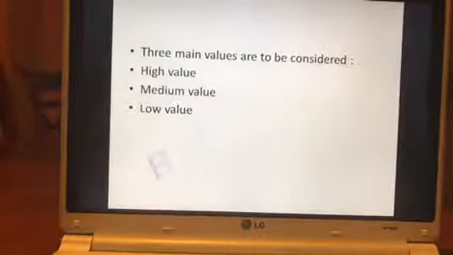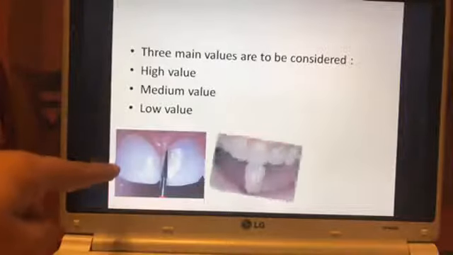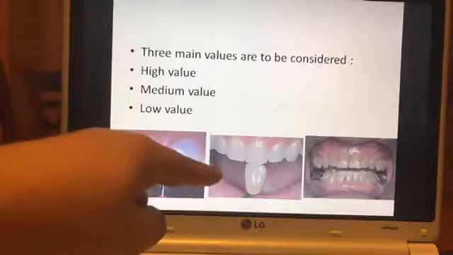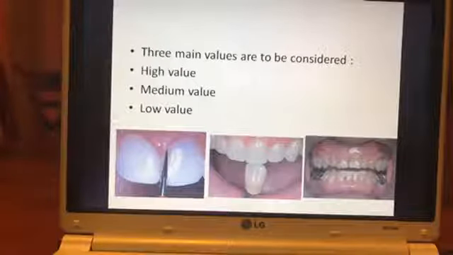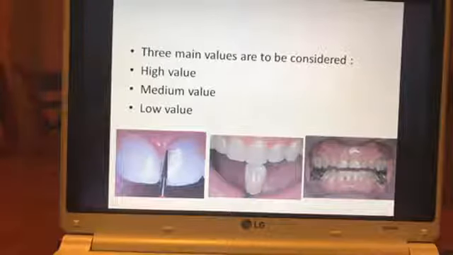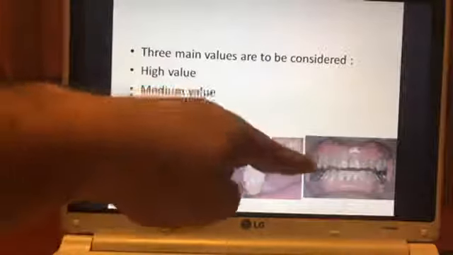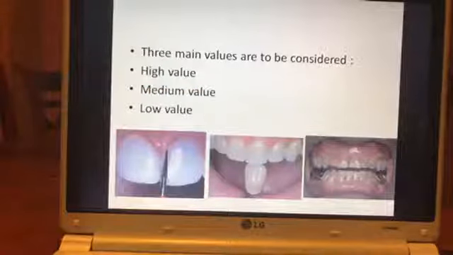So the 3 main values in dentistry are high value, medium value, low value. That's the only thing I want you to care about in dentistry. Yes, there are thousands of values, but only those 3 I want you to remember: high value, medium value, low value. Very good.